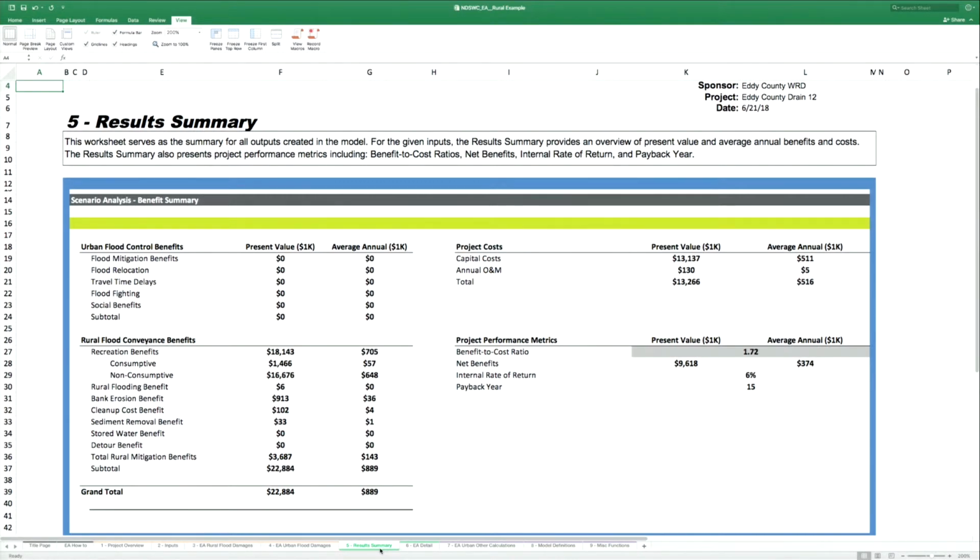So all of these values feed over to this results summary worksheet. And this gets to where I was talking about before. If you do have a project that's going to have both urban and rural benefits, plug them both in. You'll see here, it'll segregate the benefits between the urban and rural project features or project components. But either way, they all add up to total benefits at the bottom, and that's what is going into the benefit cost ratio.